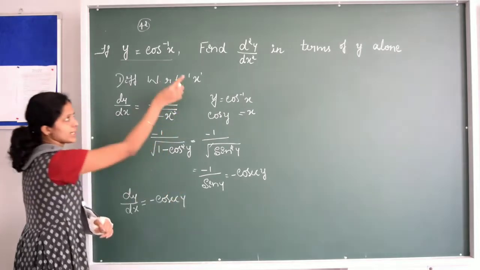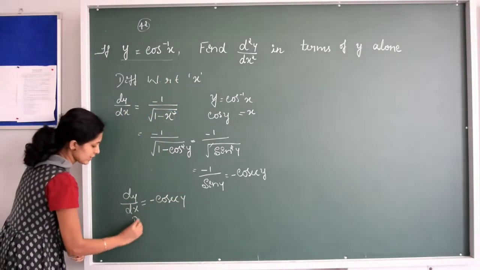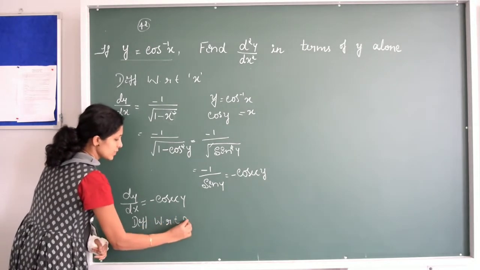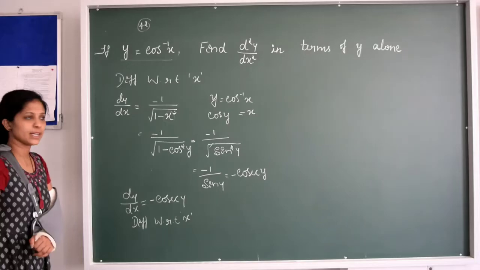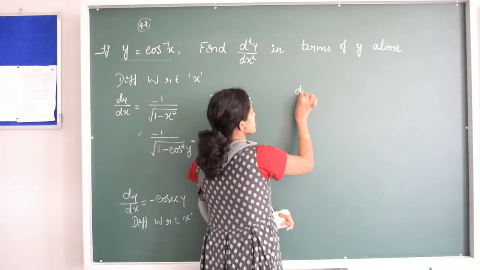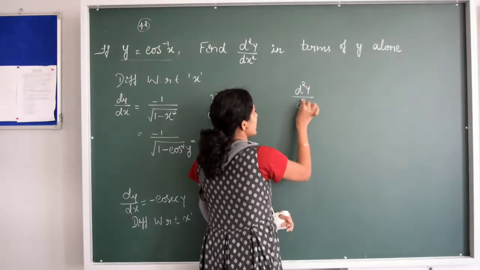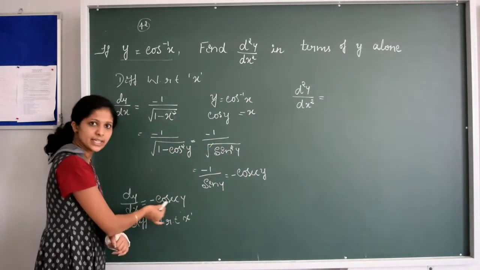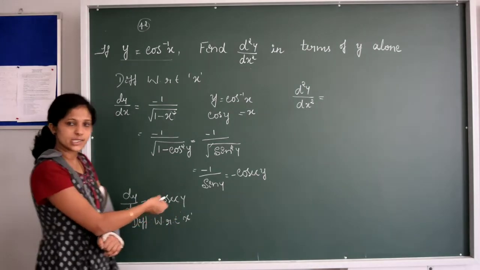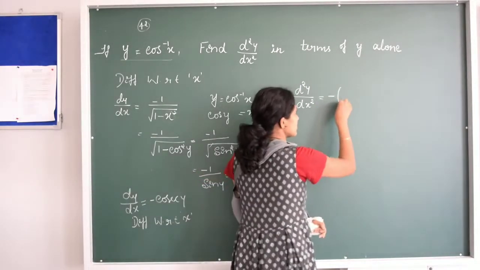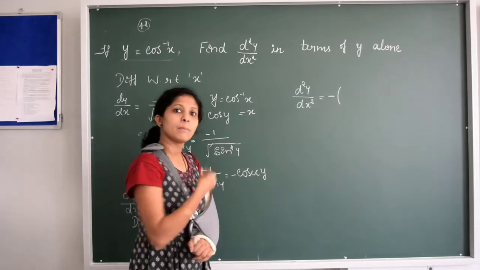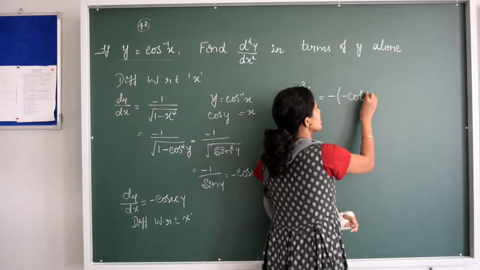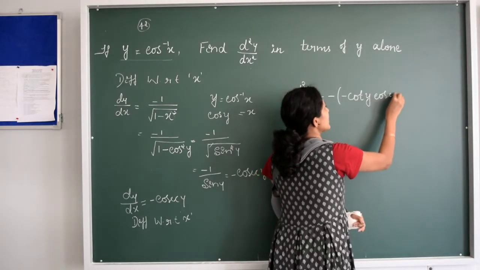But you have to find d square y by dx square, right? For that we have to differentiate the function again, differentiate with respect to x. And derivative of dy by dx with respect to x will be d square y divided by dx square. Right? So this is equal to, now here we have minus cosecant y. What is the derivative of minus cosecant y? Minus is as it is. Right? Derivative of cosecant y will be minus cot y into cosecant y. So this is now minus cot y into cosecant y.